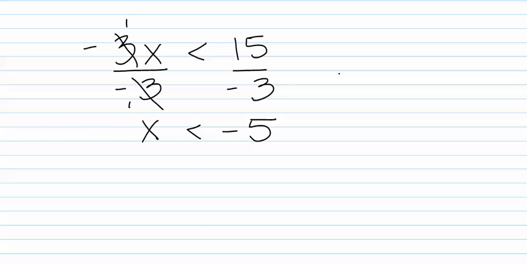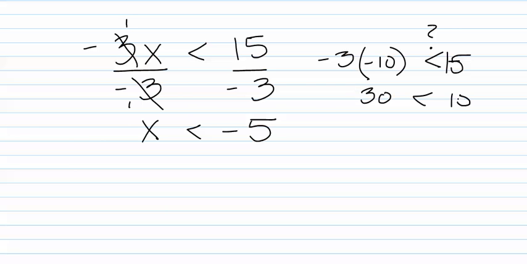Let's try some. Something smaller than -5 that's easy to work with would be -10. So let's see, -3 times -10. Does that give me a number that's smaller than 15? Well, -3 times -10 is 30. Is 30 smaller than 15? No, it's not. 30 is much bigger than 15. I'd rather have $30 in my pocket than $15 in my pocket. So because I failed to change the direction of this symbol when I divided by a negative, I got incorrect solutions. Let's see what happens when I change it to being greater than -5.